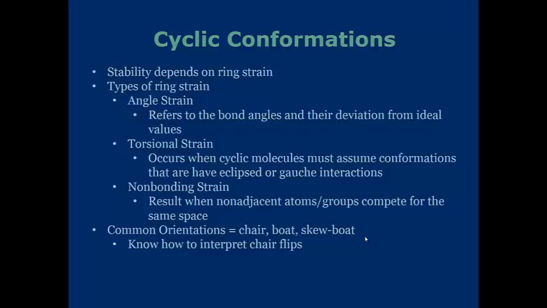There are some common orientations for these conformations. The ones you'll know and see on the MCAT are going to be chair, boat, and skew boat. So how about I draw a couple of these? Chair conformation, as you remember from your organic chemistry class, looks something like that. This is very favorable. Boat conformation looks something like so. And a skew boat is some combination between the two.